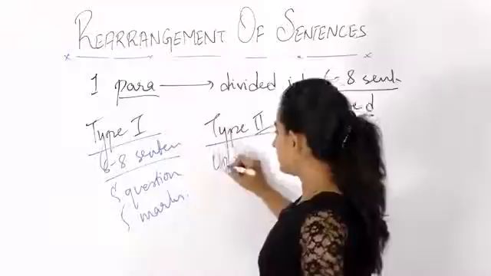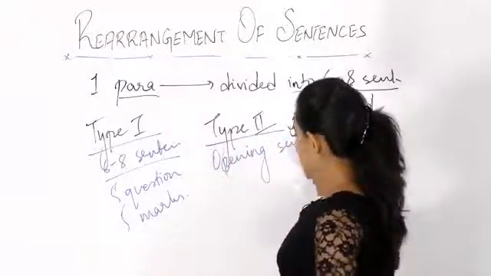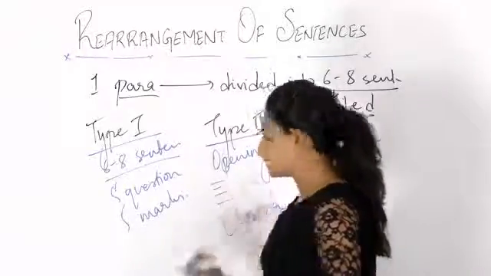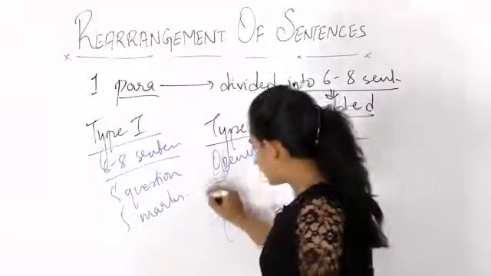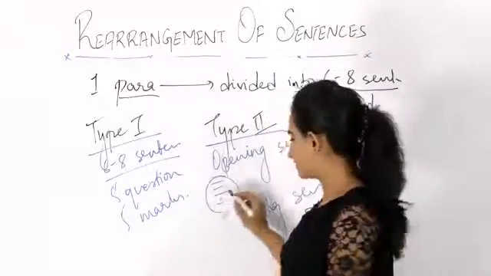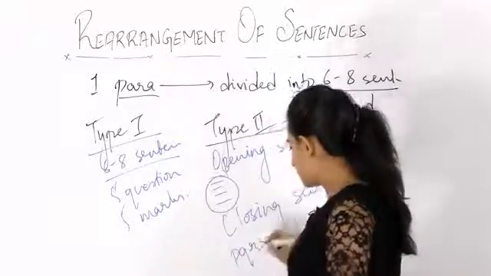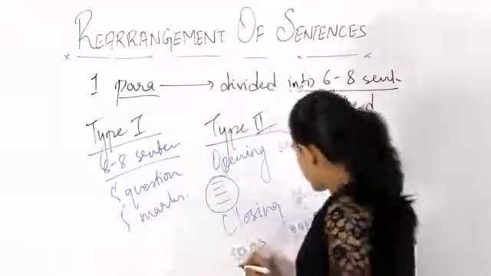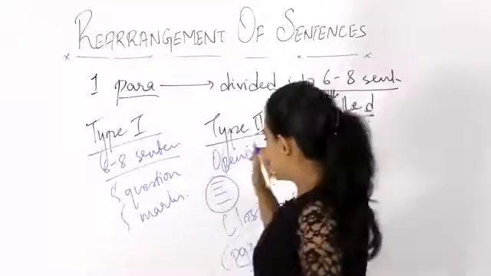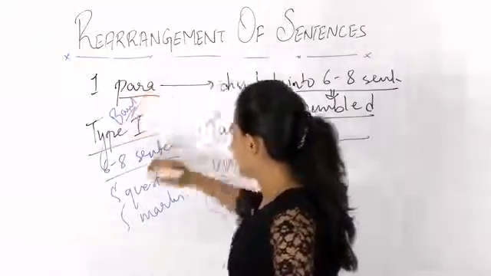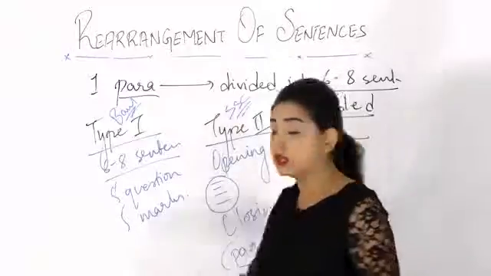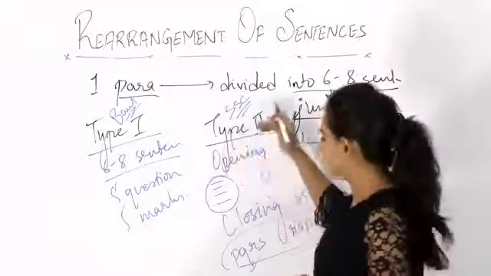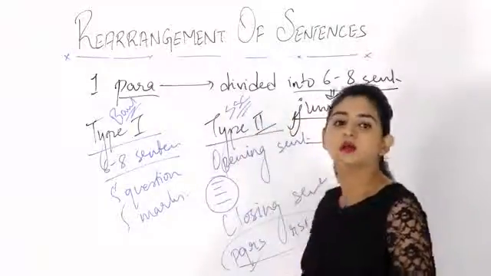Type 2 says you will be given an opening sentence and you will be given a closing sentence. And there will be 4 sentences between these 2 sentences. What you have to do is arrange these 4 sentences, and you will be given the options like this: PQ, RS, RS, PQ. 4 options will be given like this. Now look, you have to choose the correct option from these. This type is asked in banking examination and this type is asked in SSC examination. Here you have to arrange the whole sequence, and here you have to arrange only the part that is given between the opening sentence and closing sentence.